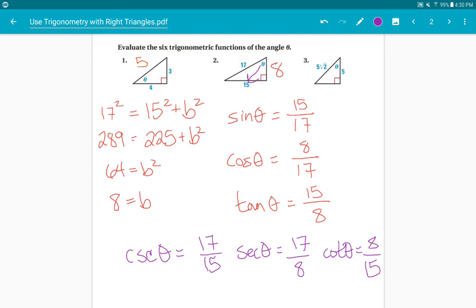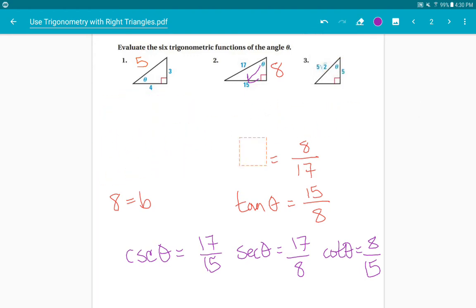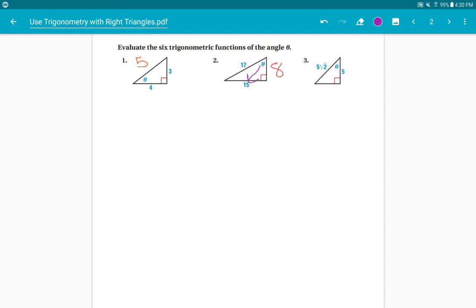Okay, let's do the last one here with number 3. Again, I'm going to go ahead and erase it so we can go ahead and start.